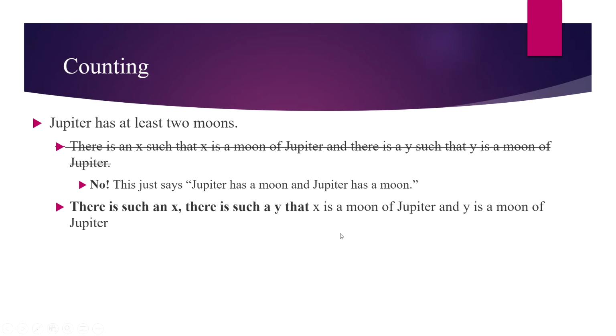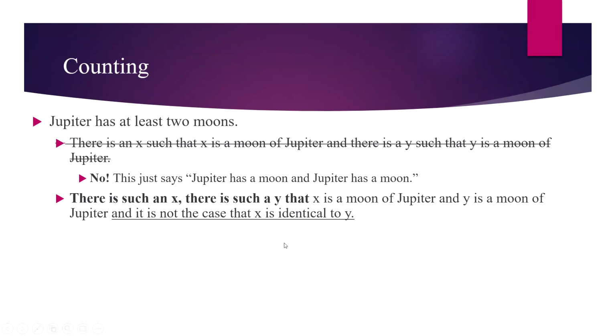We need to add something that specifies that X and Y are not the same moon. And that's exactly what we do, right? We add another conjunction and say it is not the case that X is identical to Y, right? So there's an X and there is a Y. X is a moon of Jupiter and Y is a moon of Jupiter, and X and Y are not the same moon. It is not the case that X is identical to Y.